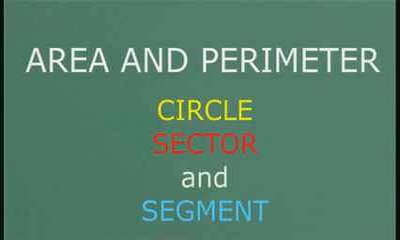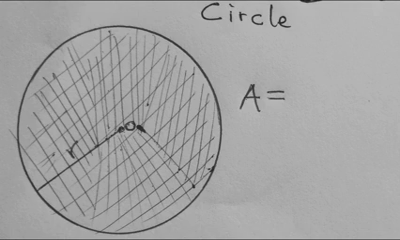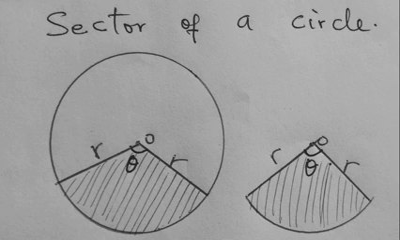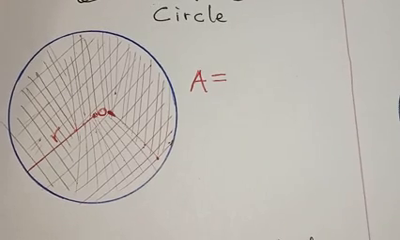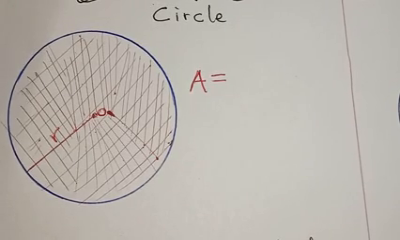Today we shall be dealing with the formulas for calculating the area of a circle, perimeter of a circle, area of a sector of a circle, perimeter of the sector of a circle, area of a segment of a circle, and the perimeter of the segment of a circle. We shall start with the formula for calculating the area of a circle.